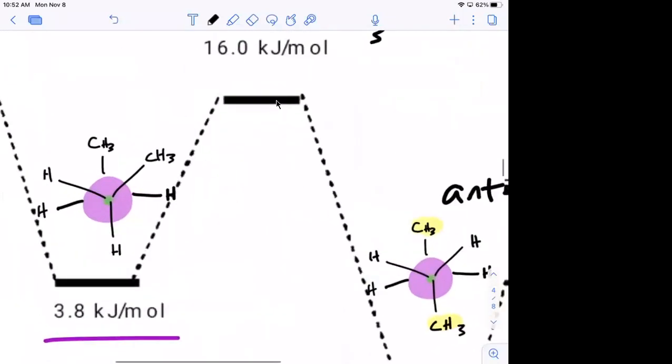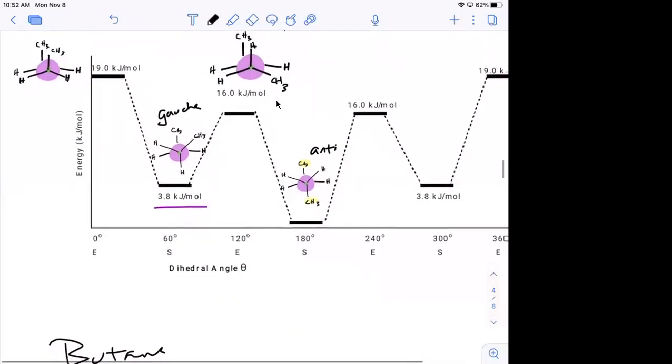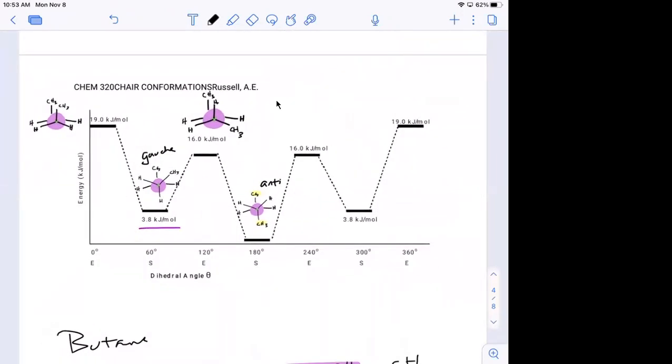So with butane, you have a couple of specialized terms that you have to remember, which is gauche, which is a staggered conformation where your two methyls are 60 degrees to one another, and then anti, where the two methyls are 180 degrees from one another. All right, any questions about this or about anything we talked about?